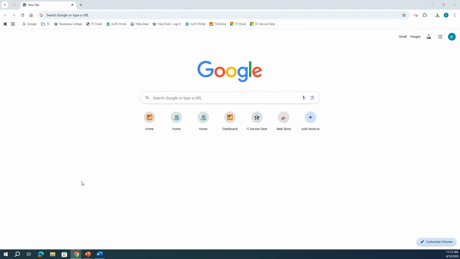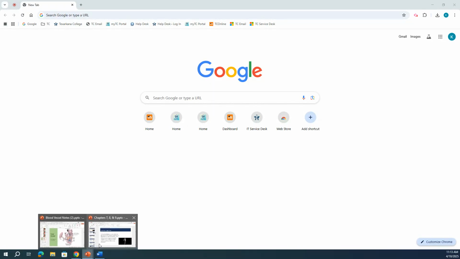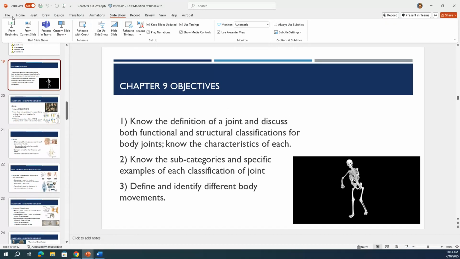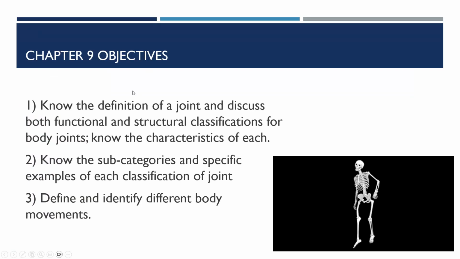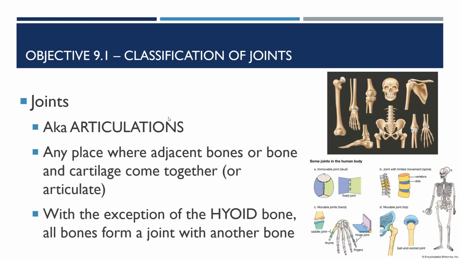Hey guys, so this video is going to cover Chapter 9, Objective 1. We're going to be looking at joints in the next few videos, and we have 3 objectives that we need to cover. So we're going to be taking a look at Objective 1. We need to know what a joint is, and we're going to be looking at both the functional and structural classification. So first of all, what is a joint?